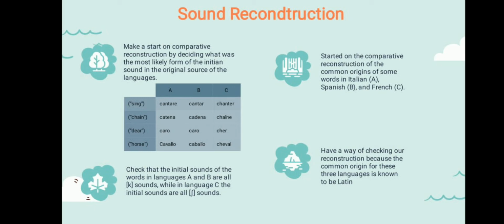Through this type of procedure we have started on the comparative reconstruction of the common origins of some words in Italian A, Spanish B, and French C. In this case, we have a way of checking our reconstruction because the common origin for these three languages is known to be Latin.